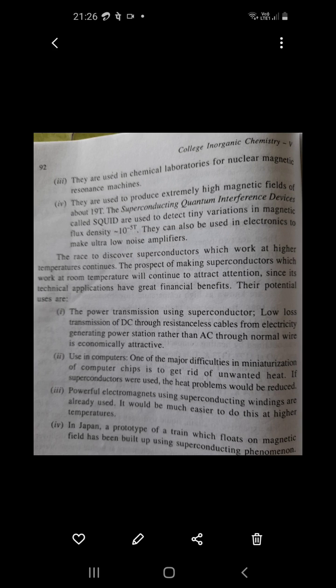Again I will say that on this particular topic, a 5-mark question will definitely be asked on the superconductivity topic.